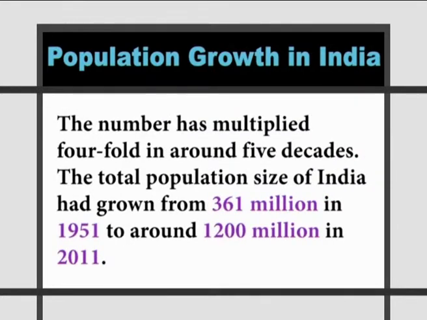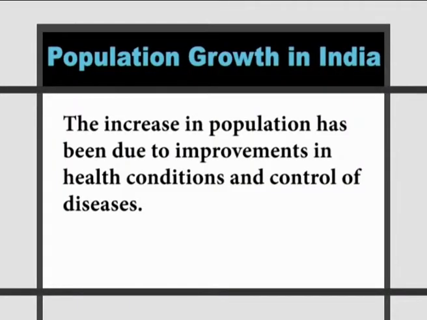The number has multiplied fourfold in around 5 decades. The total population size of India had grown from 361 million in 1951 to around 1200 million in 2011. The population of India increased by 4 times during the period of 1951 to 2011. The increase in population has been due to improvements in health conditions and control of diseases.